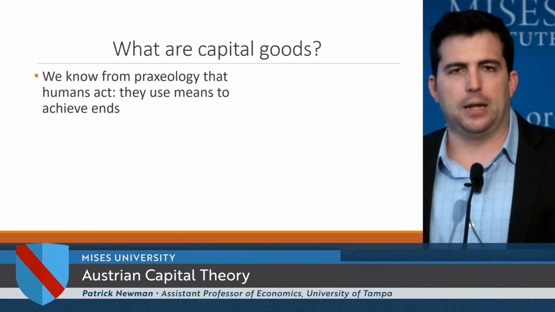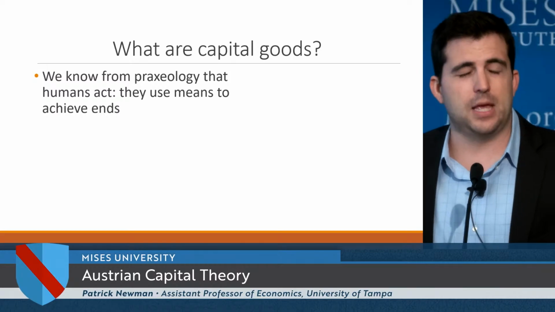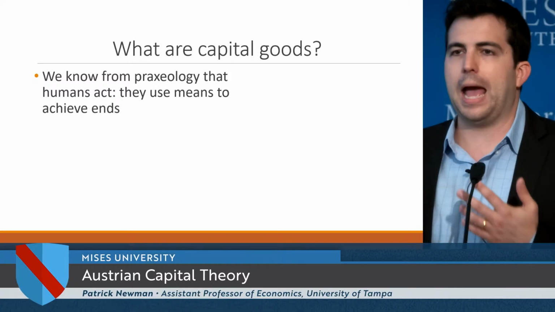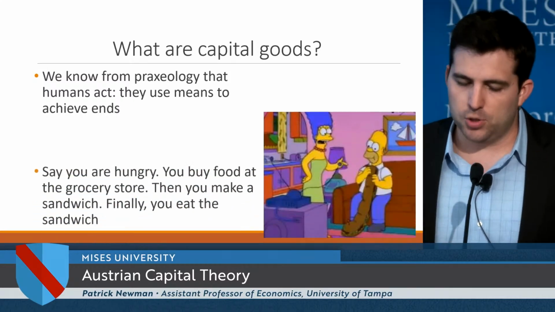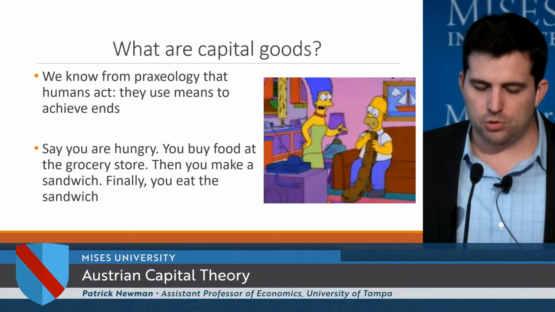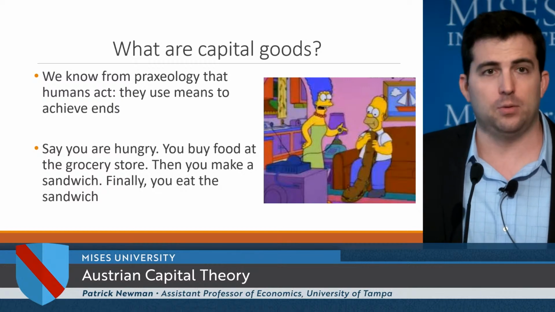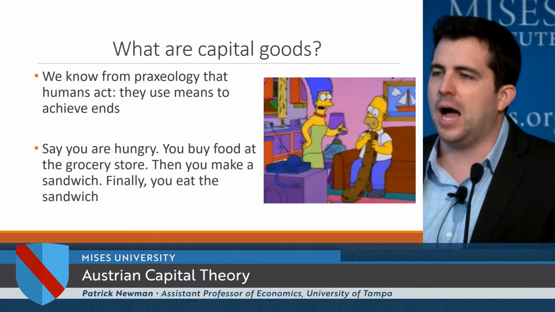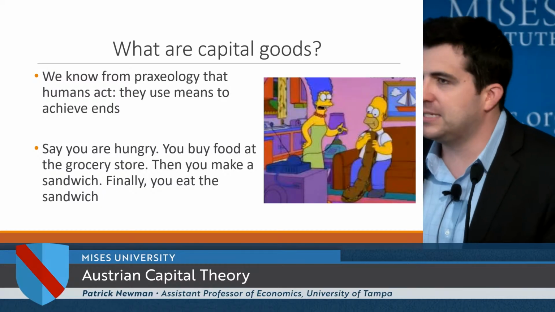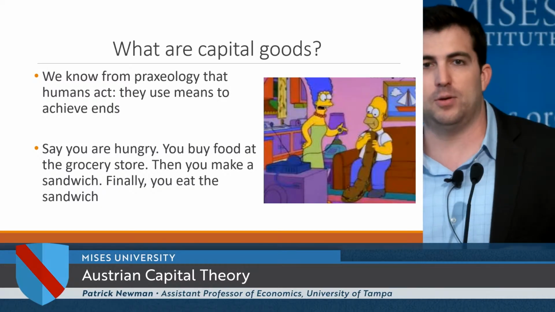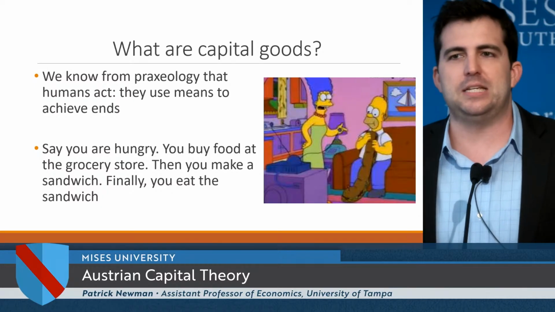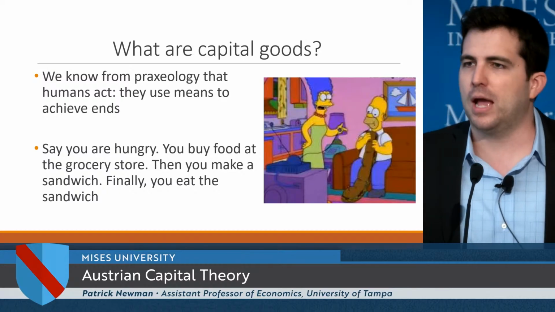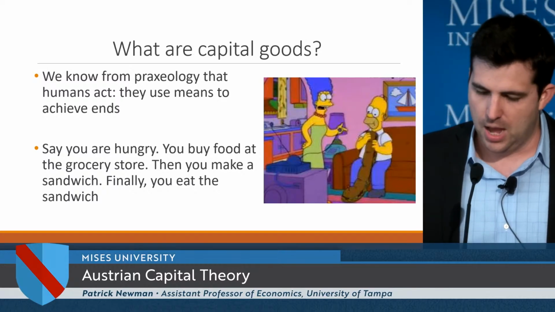So we know from praxeology, the science of human action, that humans act, right? They use means to achieve ends. All of you are acting right now, and all of you will be acting in the future, right? So suppose you're hungry, you buy food at the grocery store, then you make a sandwich, finally you eat the sandwich. So far in Mises University, you've probably been wondering, why do Austrian economists constantly talk about sandwiches? It's like we're talking about making a ham sandwich, making a turkey sandwich, whatever. It's just an easy, basic thing to describe, to cover some elementary economic principles, and who doesn't like sandwiches?